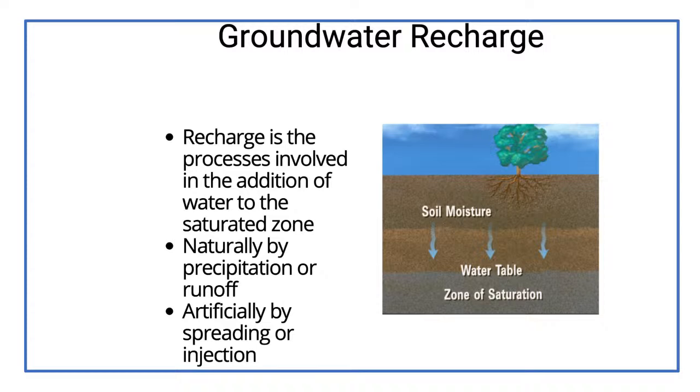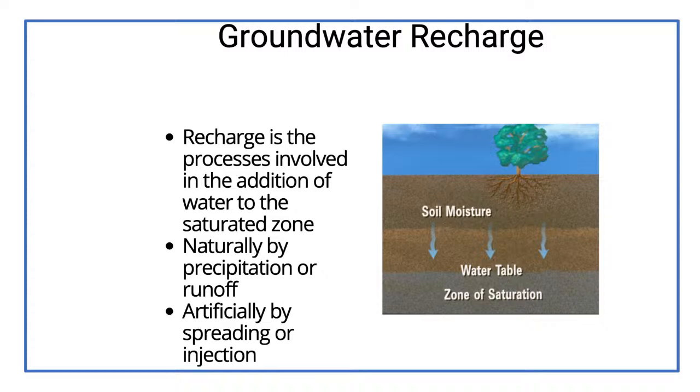The water soaks into the ground, it works its way down till you get to the zone of saturation where all the pore spaces are filled with water, and that is what's called your water table. So the water will work its way down by gravity, and then go into the ground, and you get that zone of saturation, and that's where your aquifer is going to be. So that's going to be your groundwater recharge.